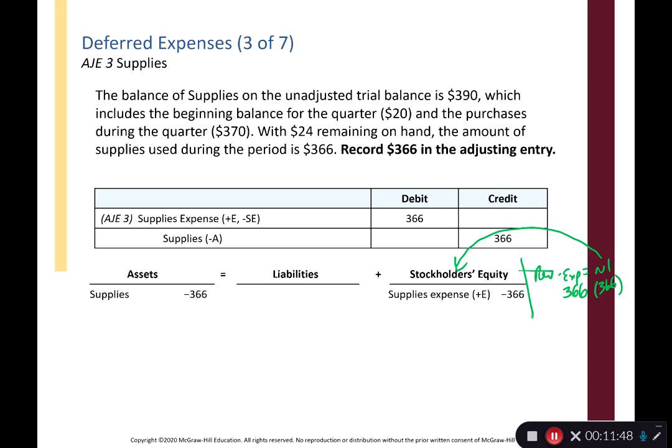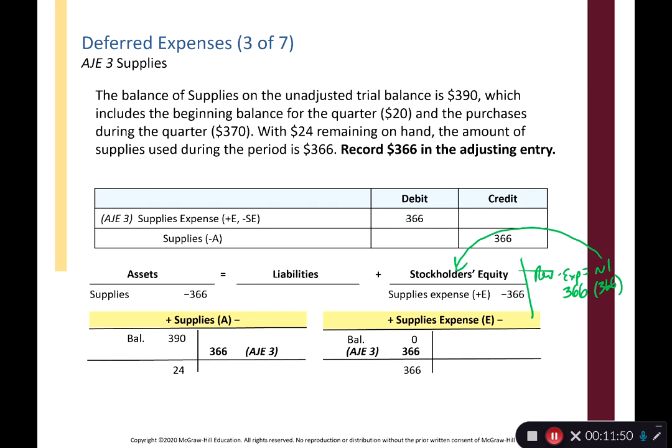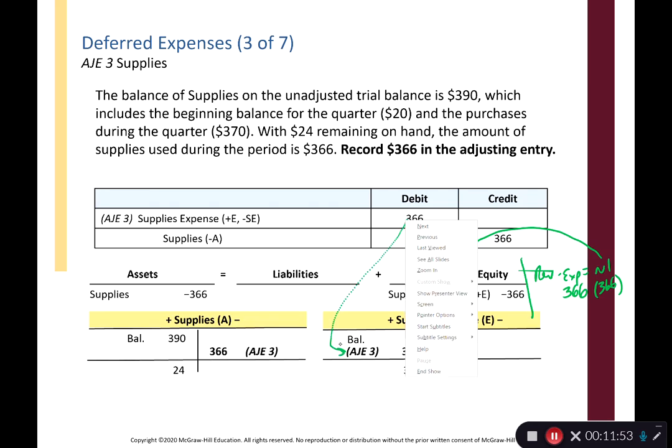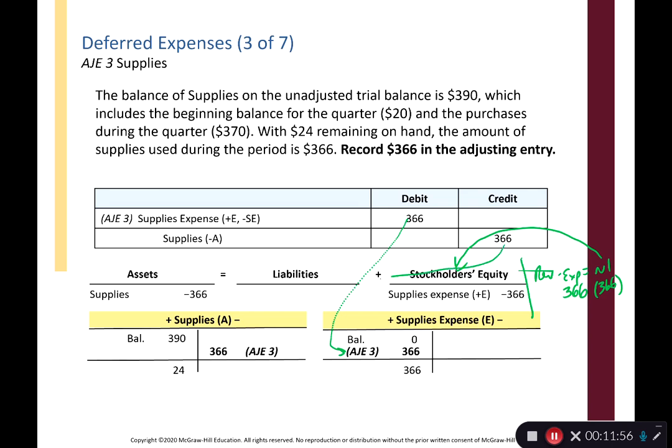So then the last step is to post. So if it's on the left, we put it on the left. If it's on the right, we put it on the right. And the overall goal is to fix the balance and make it correct. And you'll notice that in the supplies account, our adjustment does in fact make the balance correct. It was $390, we used up $366, so at the end of the day, the adjusted or corrected balance is that $24, which it said in the problem was the amount on hand. So that further verifies that we've done our adjustments correctly, because the ending balance is what the problem told me it should be.